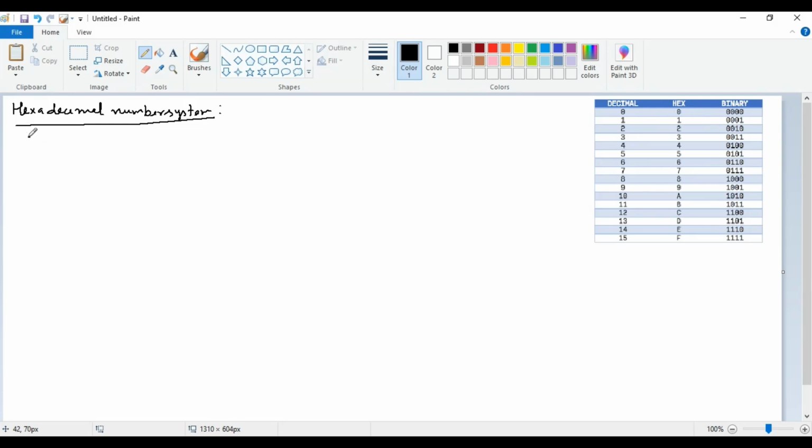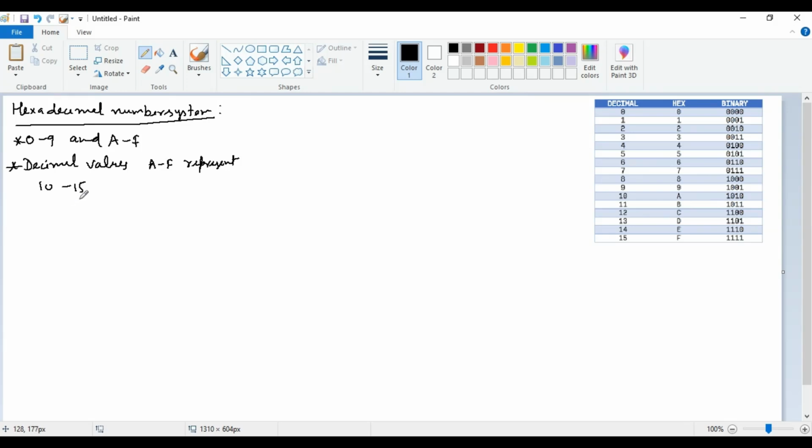0 to 9 and A to F. That's why the hexadecimal number system is a base 16 numbering system that uses 16 symbols to represent numbers: symbols 0 to 9 and A to F. A to F represent the decimal values 10 to 15, meaning A for 10, B for 11, C for 12, D for 13, E for 14 and F for 15.